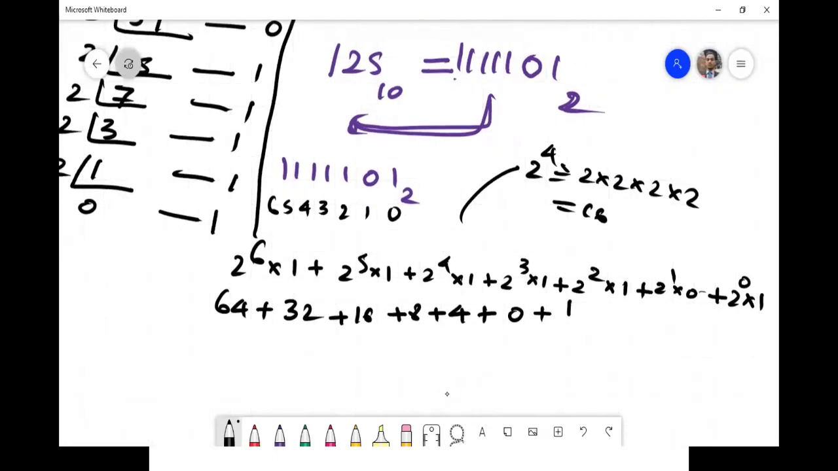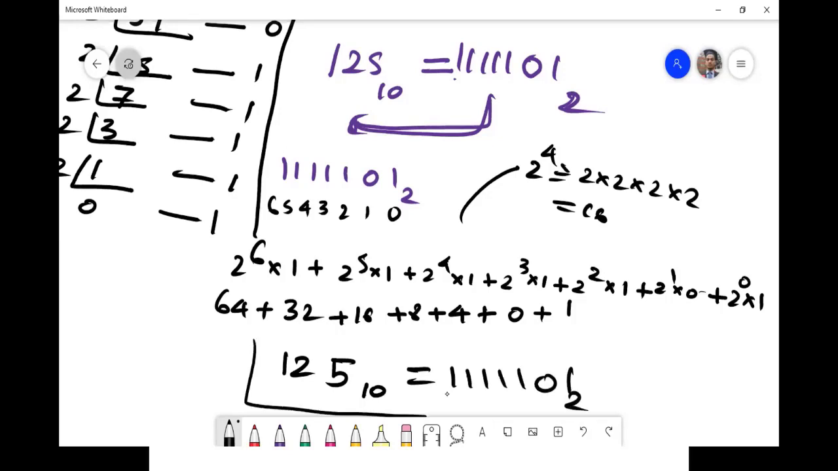So 1, 4, 5, 13, 19, 21, 25. So 125 base 10. So it is correct. Is it clear? Anyone needs any further explanation? So I hope it is clear.